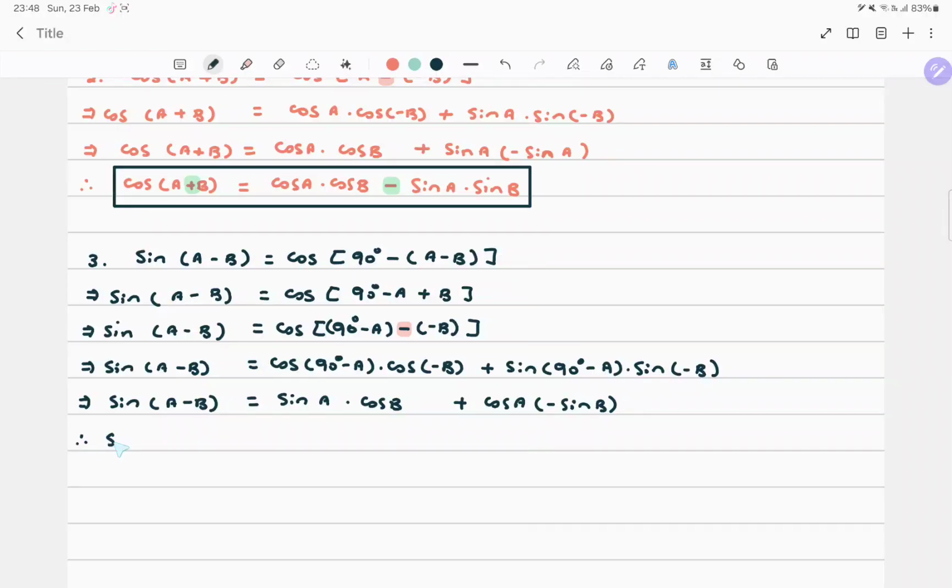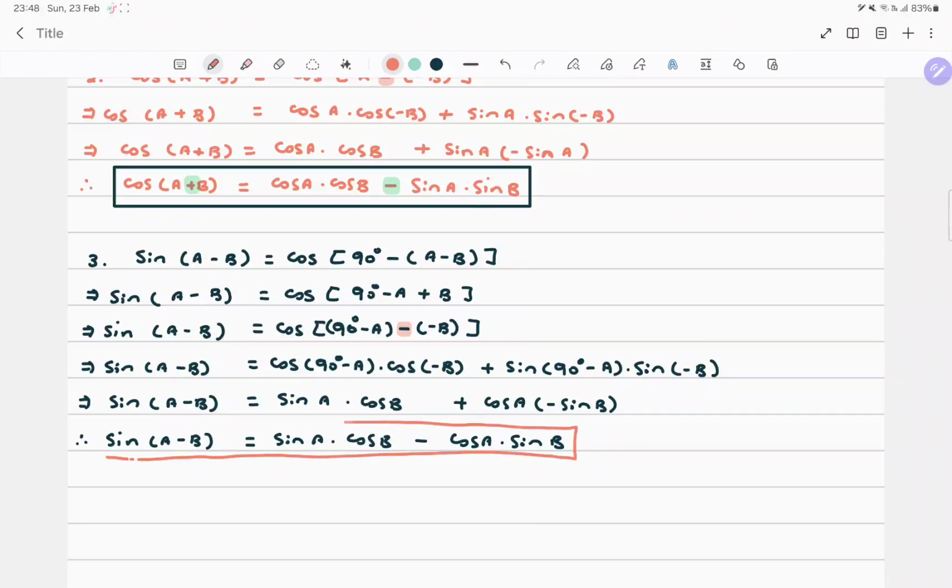So from here we know that sine of A minus B gives us sine of the first angle, the cos of the second angle. Negative times positive is a negative, cos of the first angle, sine of the second angle. So now this is the compound angle identity for essentially sine.